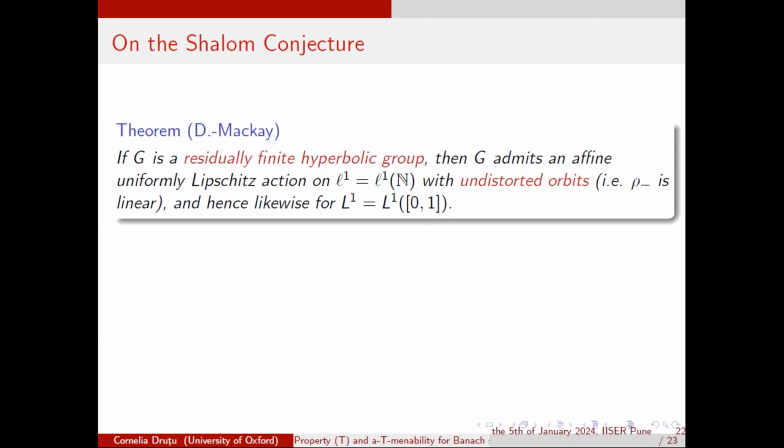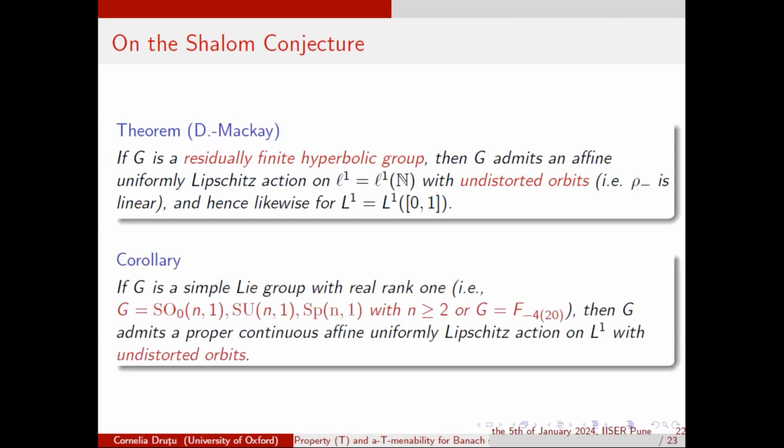So if we let G act by uniformly Lipschitz affine actions, then we can produce a copy of G inside L1, and even a very accurate copy metrically. Right, sorry, but I'm actually at the last bit.